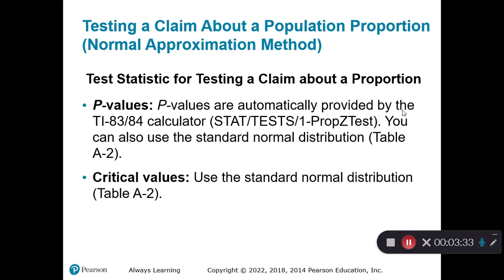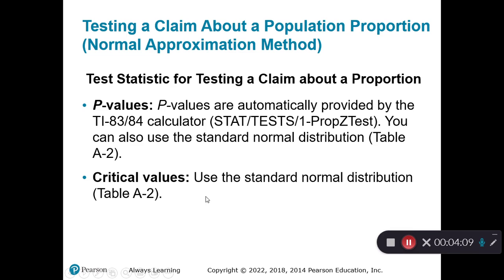And in the case of a two-tailed test, the p-value will be twice the area of whatever tail the test statistic falls in. We can use our TI-83 and TI-84 calculators to also find the p-values, although we always have the option to use table A2, which we've been practicing with since chapter 6. If you do want to use your TI-83 or 84 calculators, the command is stat tests and then the one proportion z test. Unfortunately, the TI-36X Pro calculators do not have this option. So if you have a TI-36X Pro, the preferred method is to use table A2.